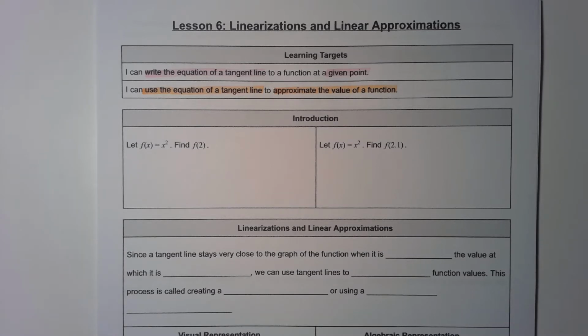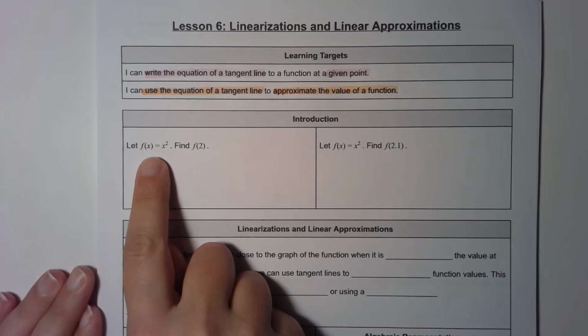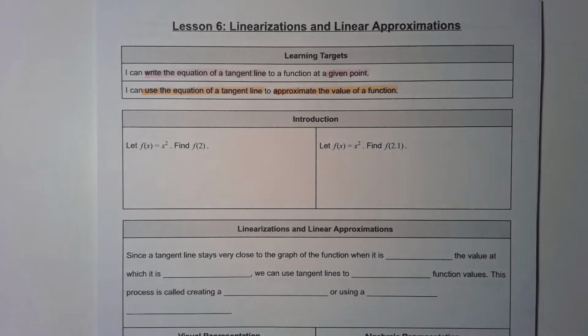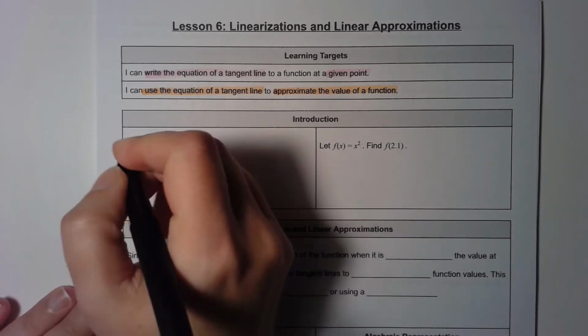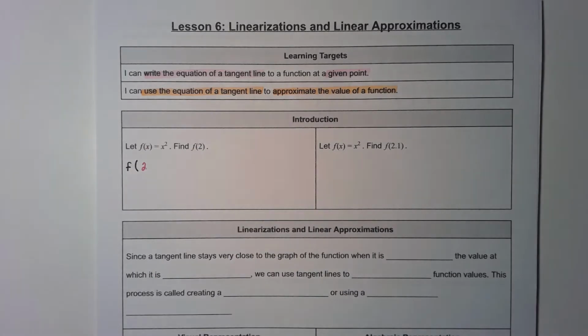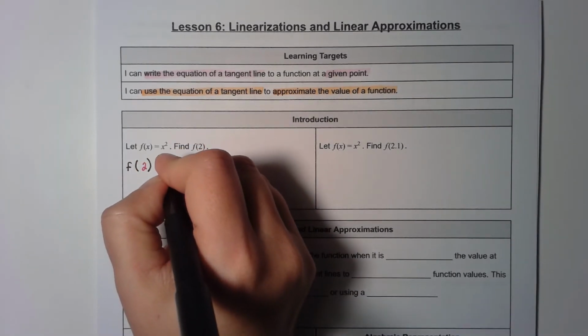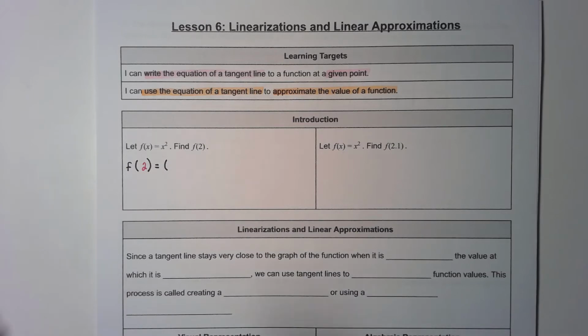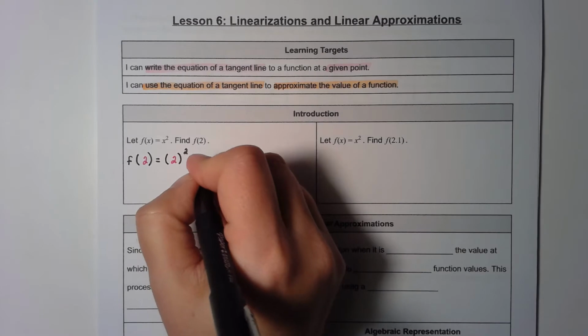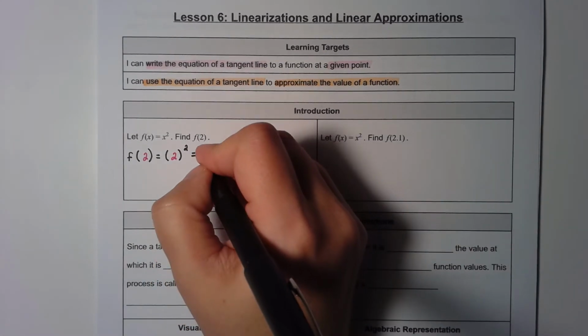Here's sort of an introduction to this idea. We know how to evaluate functions, particularly for nice integer values. For example, let f of x be x squared. Let's find f of 2. In order to do this, to find f of 2, we would simply substitute the value 2 into the f of x equation, which means we would have f of 2 is equal to 2 squared, which is a very straightforward calculation for us, would just be 4.